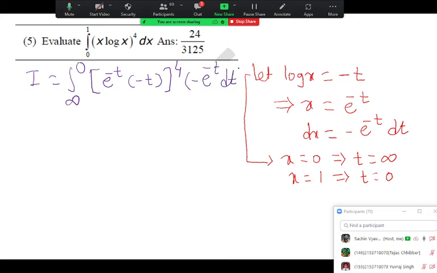So all values are replaced. Now one thing we can do with this minus sign is use it to change the order of limits, so it becomes 0 to infinity. This becomes e raised to minus 4t and e raised to minus t. What should be the power of e then? Minus 5t, correct. So e raised to minus 5t and t raised to 4 dt. That's all we are left with. Next step now. Anyone? What should be the value?